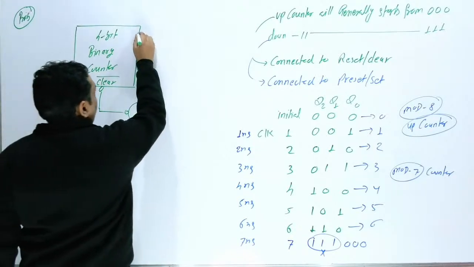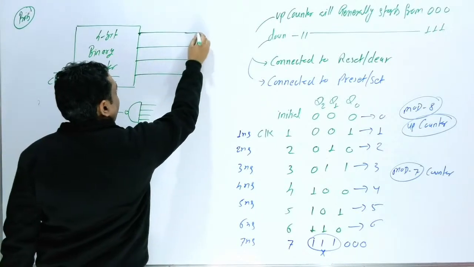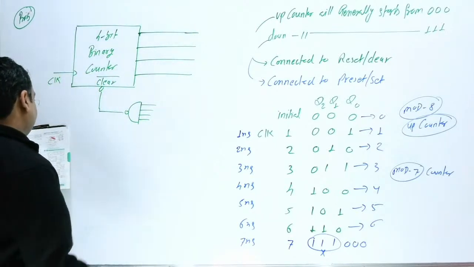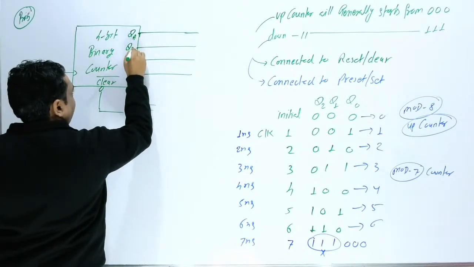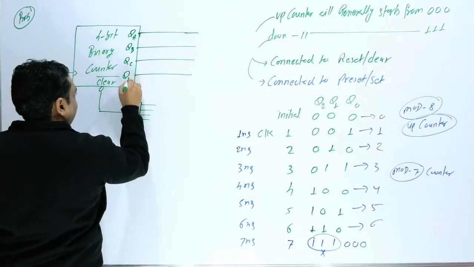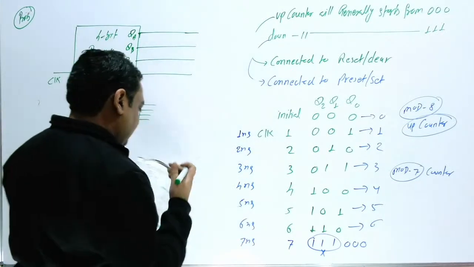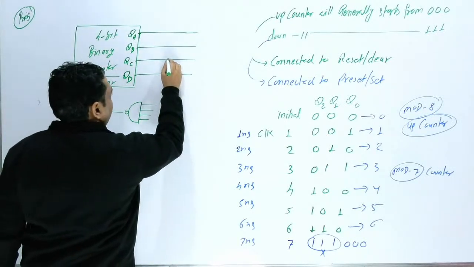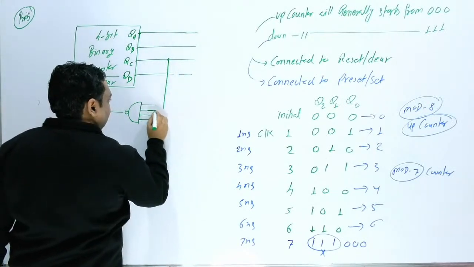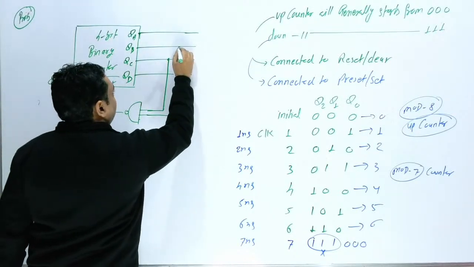Now here there are 4 outputs: 1, 2, 3, and 4. These outputs are QA, QB, QC, and QD. And here this is connected with QB and QC. This is connected with QC. Just remove this, and this is connected with QB.